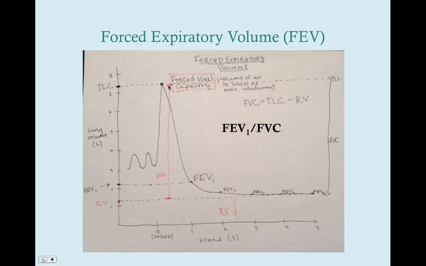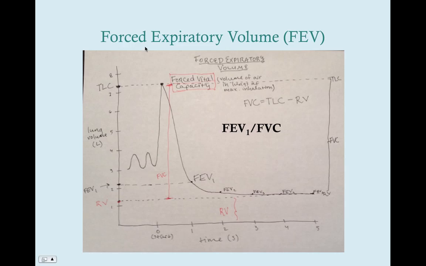Now, what we can measure when somebody breathes out as fast as they can is an FEV1. When you're breathing out as fast as you can, we can have a machine that measures how much air you have blown out in a given amount of time. The forced expiratory volume is the volume of air that you forced yourself to breathe out. The forced expiratory volume with a little 1 after it, the FEV1, is the amount of air that you can breathe out in 1 second.